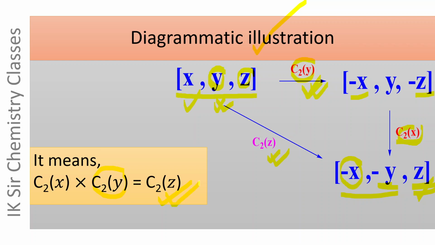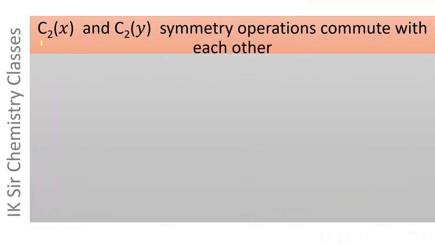C2z operation is nothing but the rotation of the molecule about the z axis, which is perpendicular to the xy plane, by 180 degree. These two axes meet one another at an angle 90 degree, and the result of these two proper rotation symmetry operations is equal to another proper rotation symmetry operation about an axis perpendicular to this plane by an angle 2 theta, that is 180 degree here. C2x and C2y symmetry operations commute with each other.